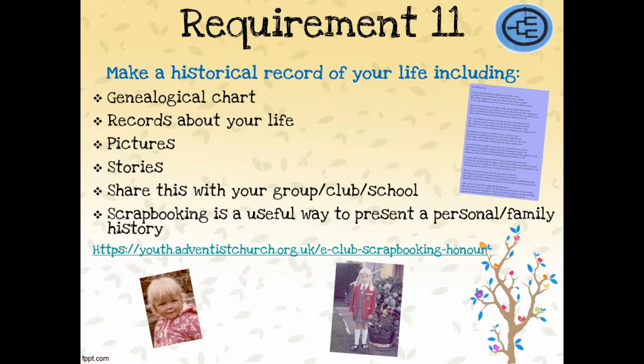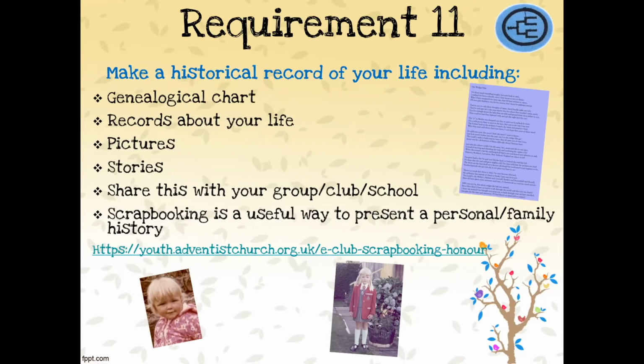And this part asks you to be practical. It asks you to make a historical record of your life. Include the genealogy chart that you have to do. Include any records about yourself. Maybe it might be a copy of your birth certificate, or it may be pictures. As you see, I put pictures there of my first day of school.